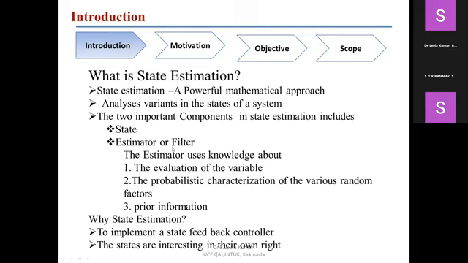Here the two important things in state estimation are the state as well as the estimator. State means the state of a system gives the complete internal condition of the system at any given instant of time and is represented mathematically by a numerical vector. Suppose, for example, let us consider an electric motor. So this is a system.